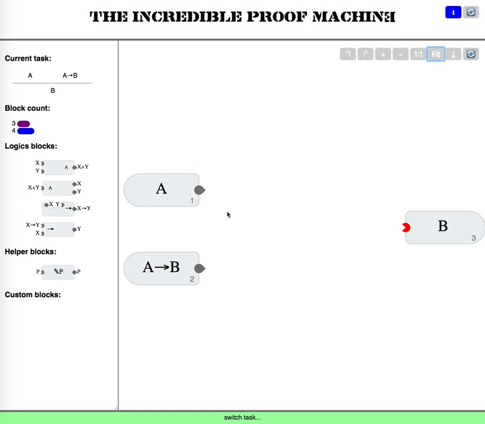So anyway, A and A implies B. We have a couple of these new logic blocks. We already had these first two, and now we have these two. When I first played this a long time ago, I saw these and thought, what is going on? I don't understand. I am confused.